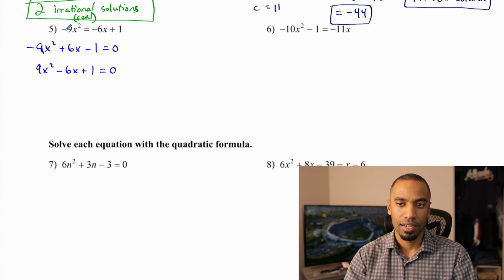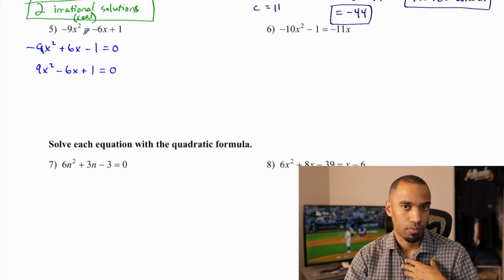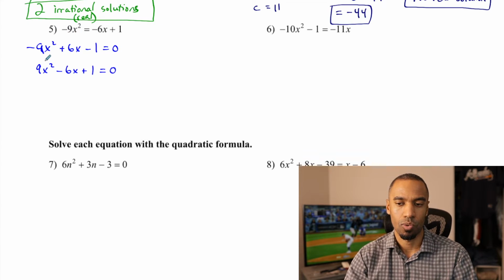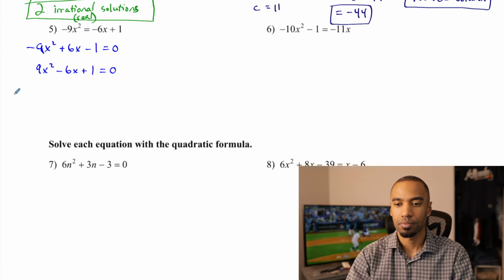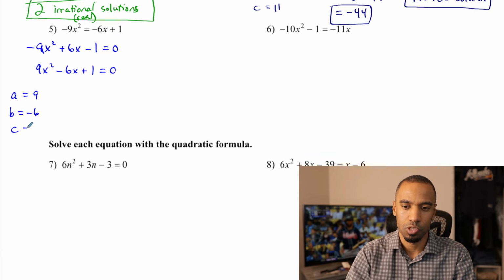Or I could have added 9x squared to the right side, which is probably what you'd see me do more of because that was one step and didn't have to change signs. I just had to change parts of the equation. But if you add 9x squared to both sides, you get the negative 6x and the positive 1 set equal to 0. Anyway, a is 9, b is negative 6, and c is 1.